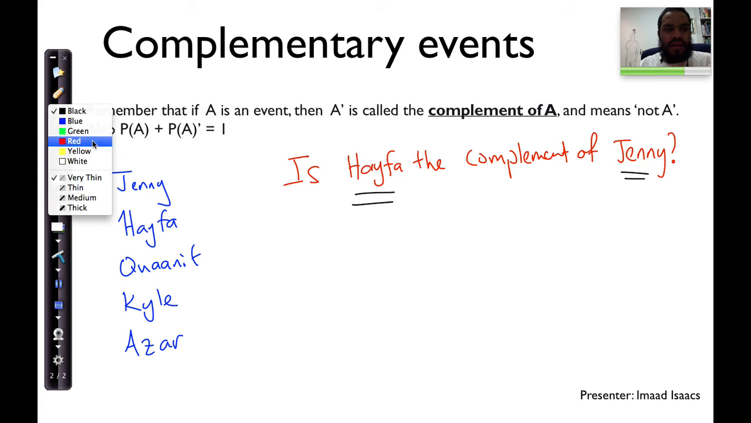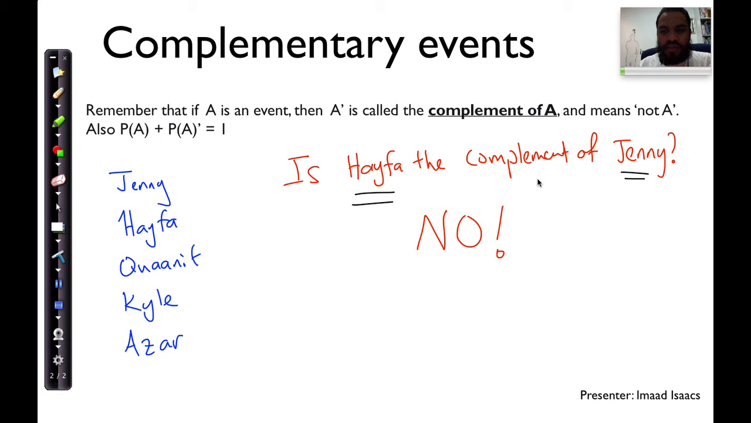Now, the answer to this question is Hafer is not the complement of Jenny. Jenny is the event, which is a chance of 1 out of 5. Hafer, if I have to draw her name from a hat that is shaken at random, then her probability is also 1 out of 5. When I add 1 out of 5 with 1 out of 5, I don't get 1. I don't get 5 out of 5, so they are not complementary events.